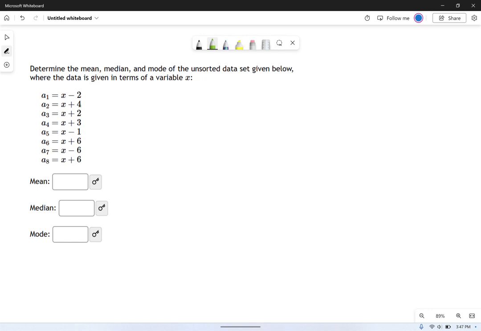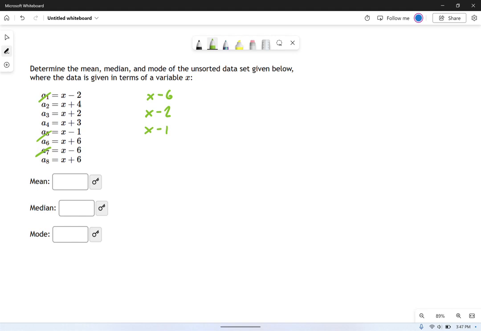So the first thing I'm going to do is the same as I would do with any data set. I'm going to sort these in order. And I don't know what x is, but I do know that x minus 6 is going to be the smallest thing, the lowest number. And then, let me cross that out so I can keep track of these things.